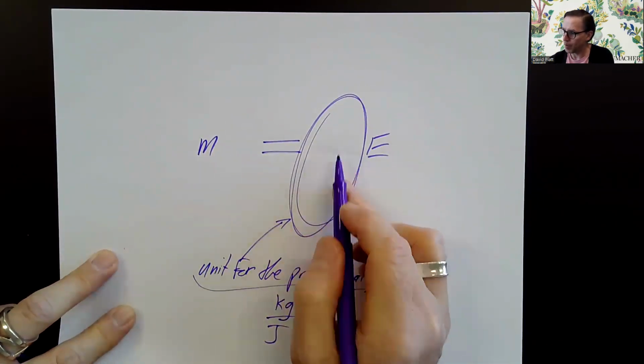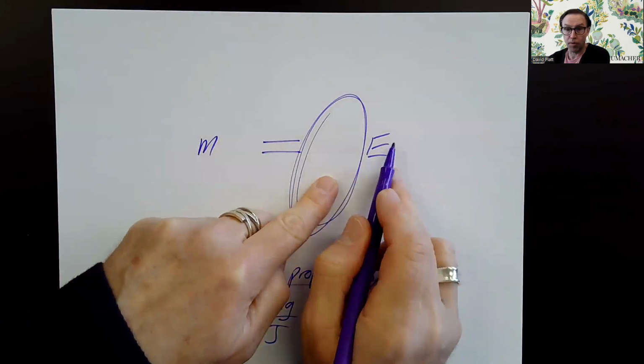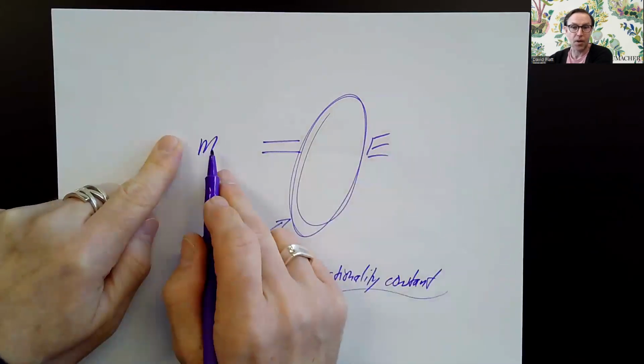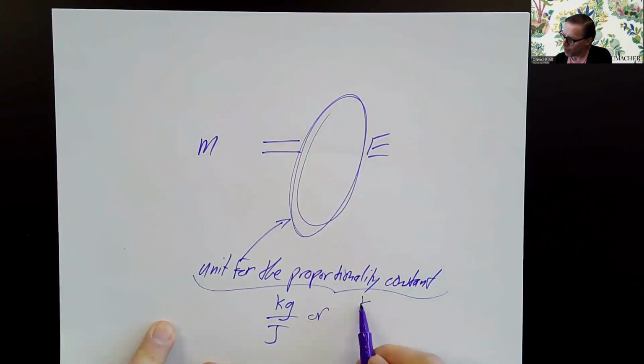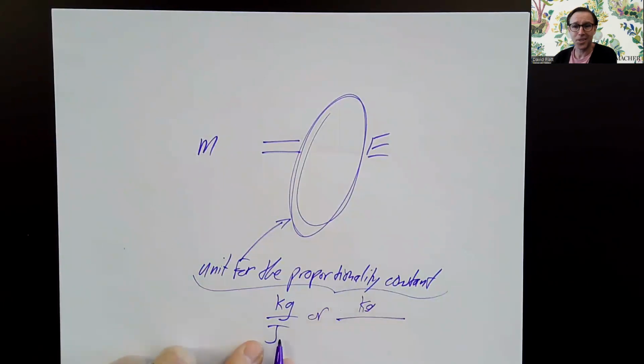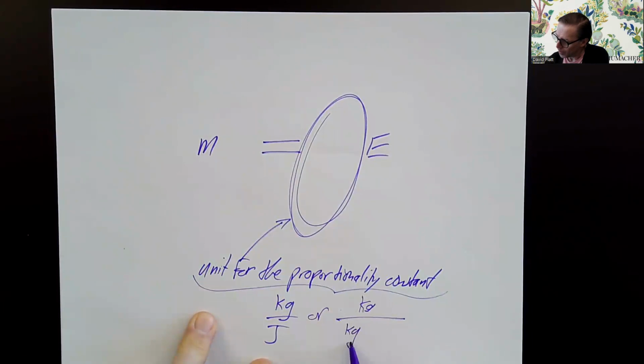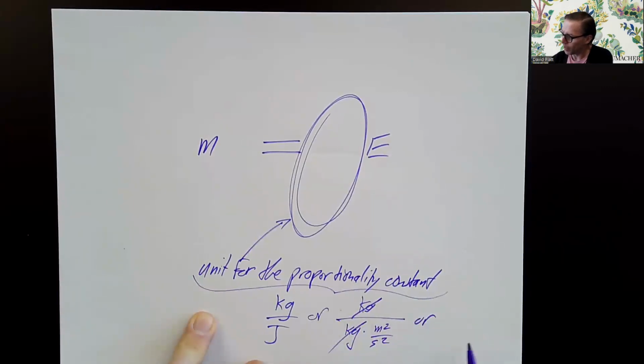Some number of kilograms per joule. This joule on the bottom cancels with the joule from the energy, and it leaves me with the unit kilograms, so I'm converting it to mass. Okay, kilograms per joule. But remember, a joule is just somebody's name that we use when we really mean kilograms times meters squared over seconds squared. Oh, so this unit is really seconds squared over meters squared.